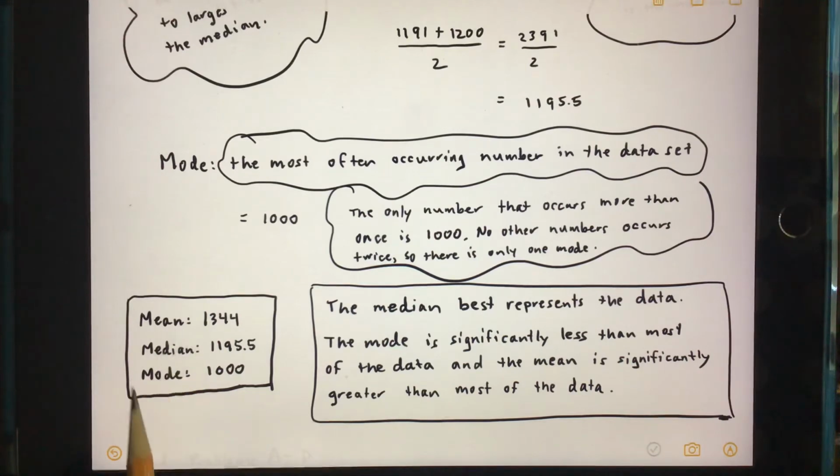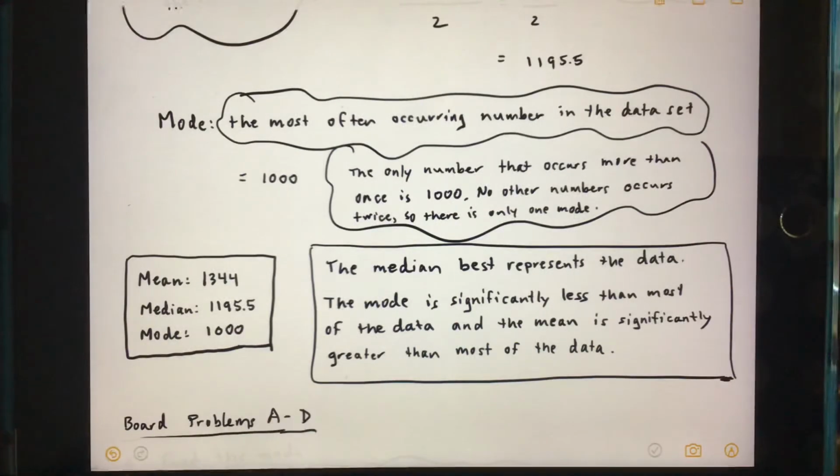All right, here's my summary of what I found out. Mean is 1,344. Median is 1,195.5, and the mode is 1,000. So we've already talked about the answer to the question, which one of these central tendency measures, mean, median, or mode, best represents the middle of this data.